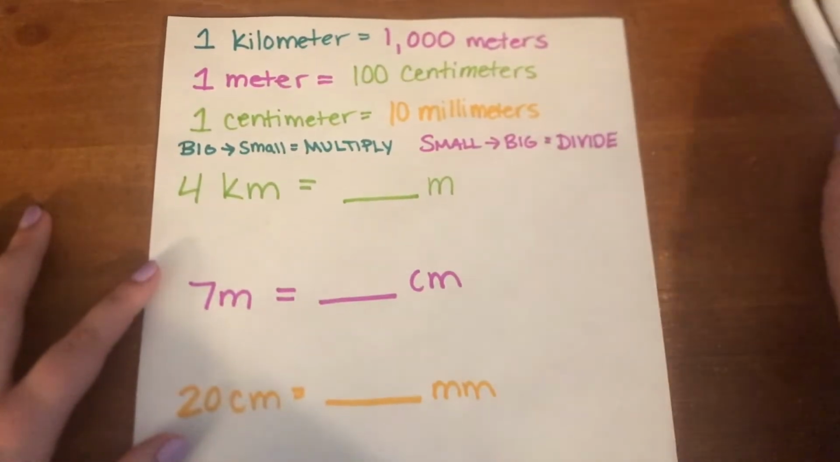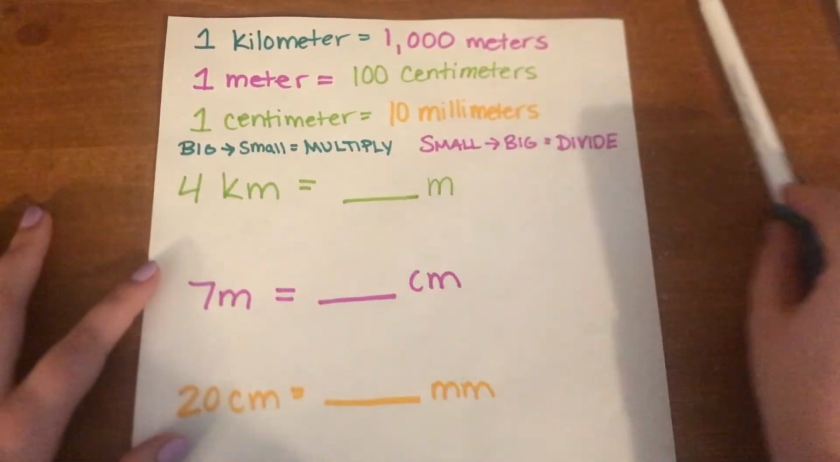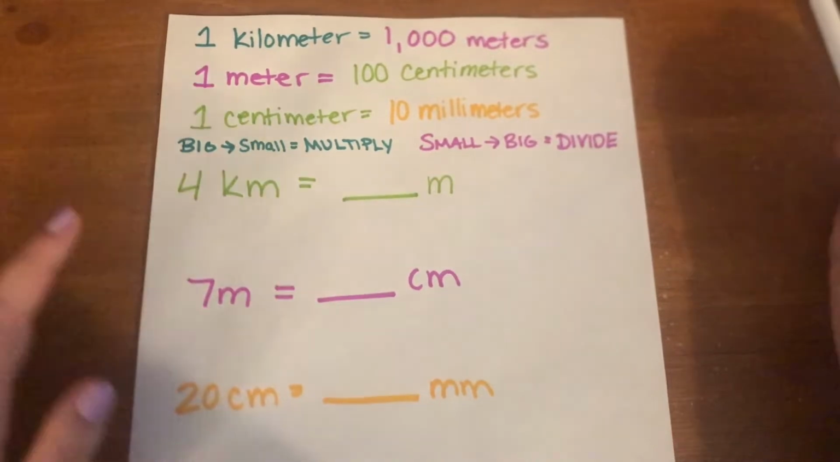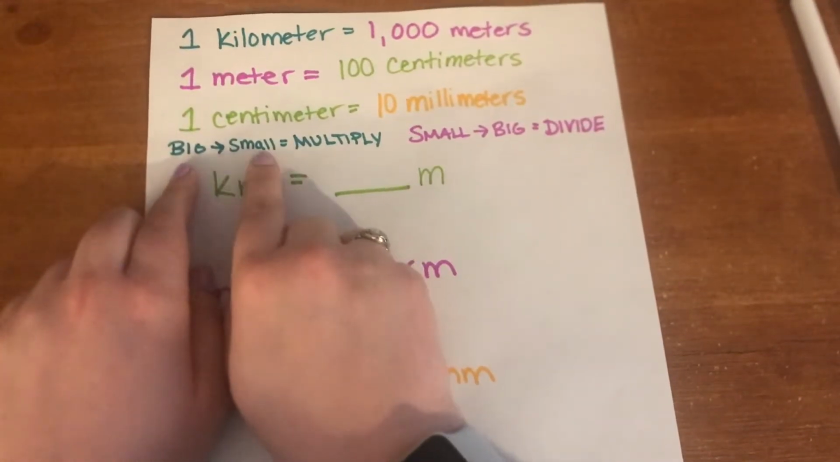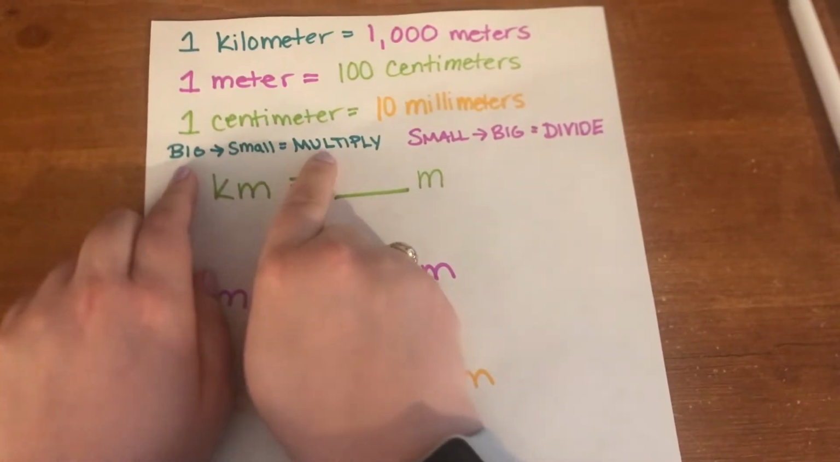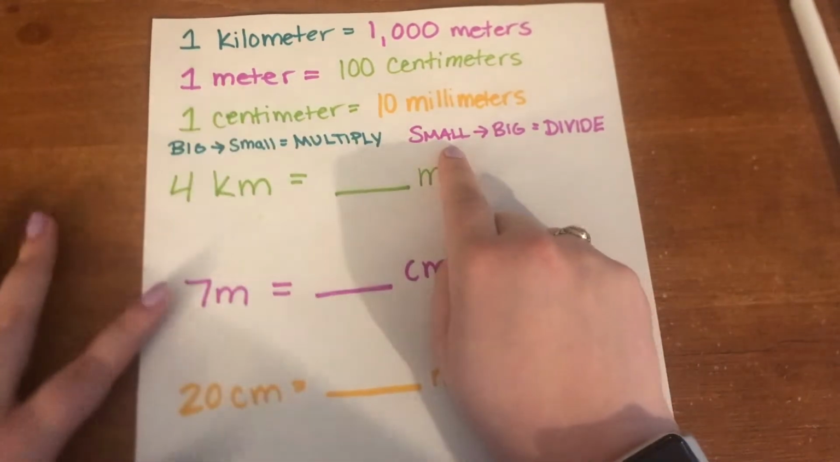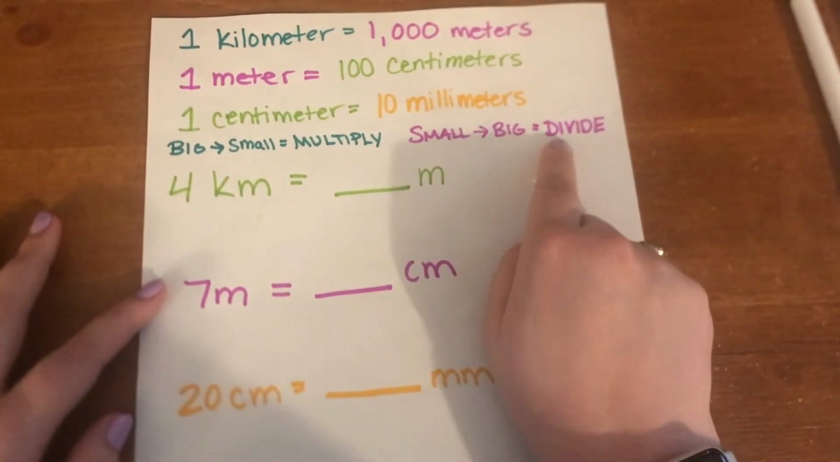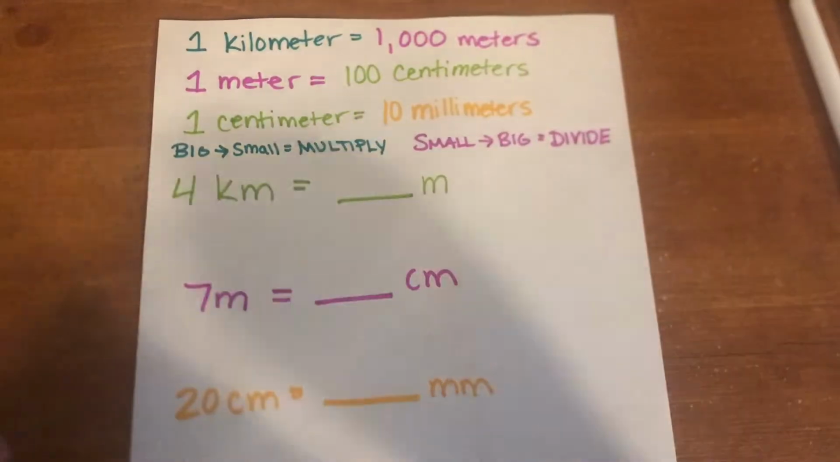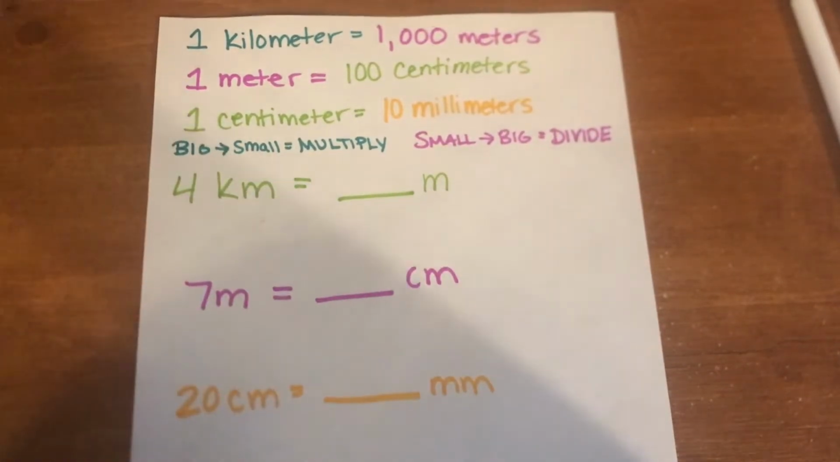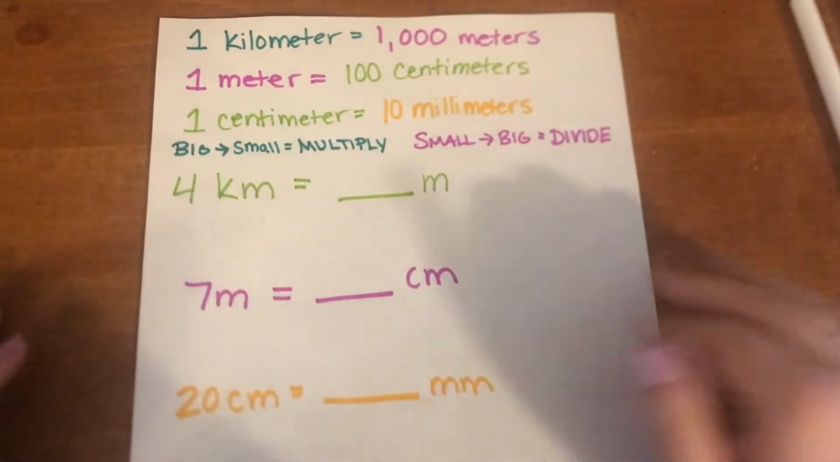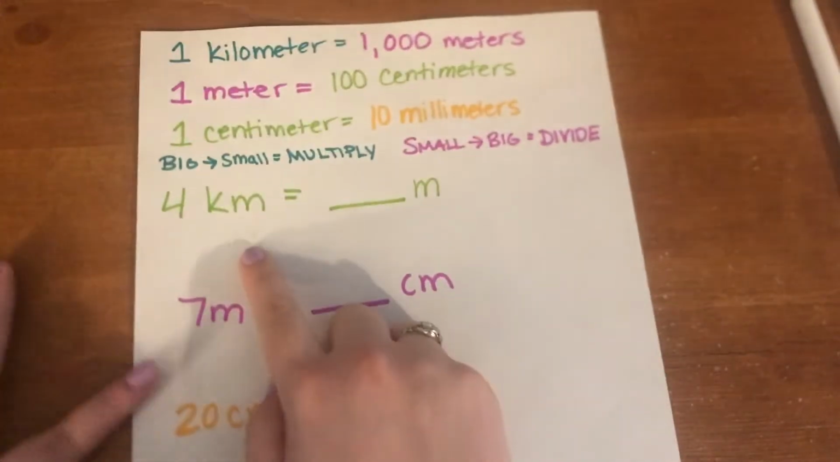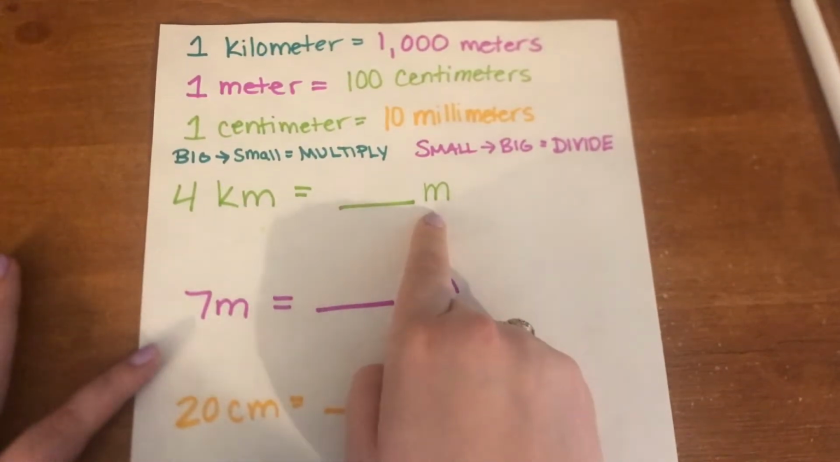Let's talk about conversion. As a reminder, same as with customary, when you're going from a big unit to a small unit, you're going to multiply, and when you go from a small unit to a bigger unit, you're going to divide. I've left this up here as a reference. Let's start with the first problem. 4 kilometers is equal to how many meters?